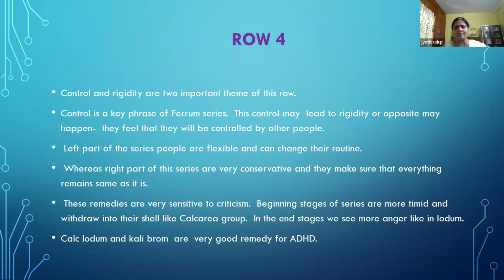Control is a key phrase of the Ferrum series. This control may lead to rigidity or the opposite may happen. They feel that they will be controlled by other people. In the left part of the series, people are flexible and can change their routine, whereas the right part of this series is very conservative and makes sure that everything remains the same as it is. These remedies are very sensitive to criticism. Beginning stages of this series are more timid and withdraw into their shell like the Calcarea group. In the end stages, we see more anger, like in iodine.